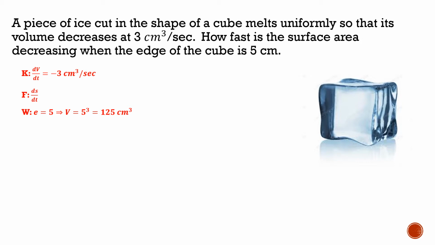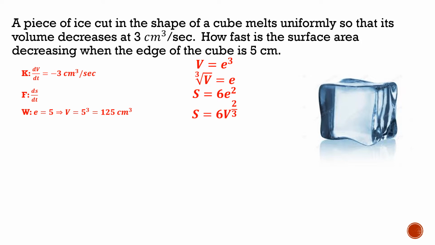Now, next step, I want to find the equation that relates volume and surface area. I don't know an equation off the top of my head, so I have to create one. I'm going to start with volume, and I know that volume equals e cubed. I can rewrite that in terms of e, so e equals the cube root of volume. Now, I can also write an equation for surface area. Surface area is 6 times e squared, so you have 6 times the cube, and each area is e squared. Now, replacing e with the cube root of volume, I get surface area equals 6 V to the 2/3.